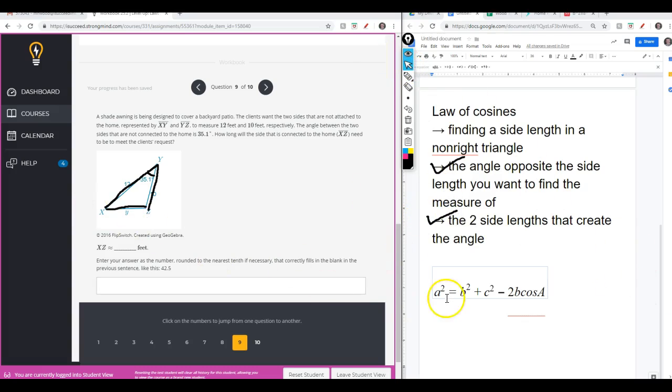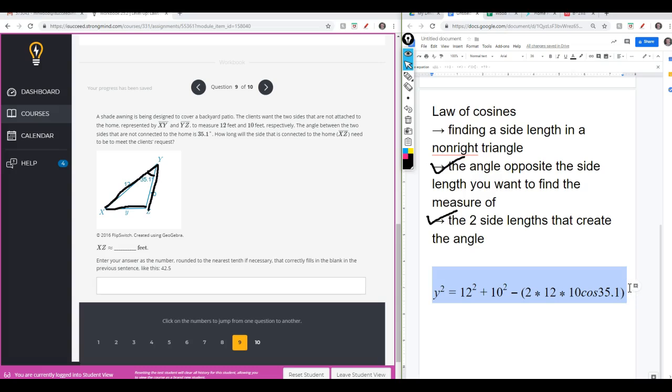So now the side length we want to find is little y, and that's squared, and that equals the two side lengths that are creating the angle. So we have 12 squared plus 10 squared minus, and I'm going to put that in parentheses, 2 times 12 times 10, it's those side lengths again, times cosine of the angle opposite the side length we want, which is 35.1 degrees.